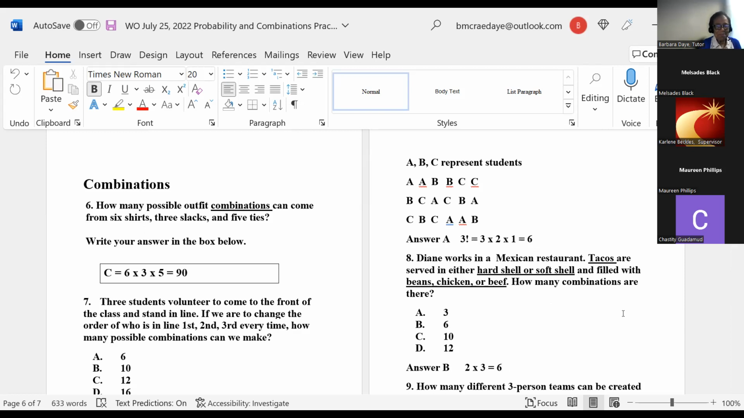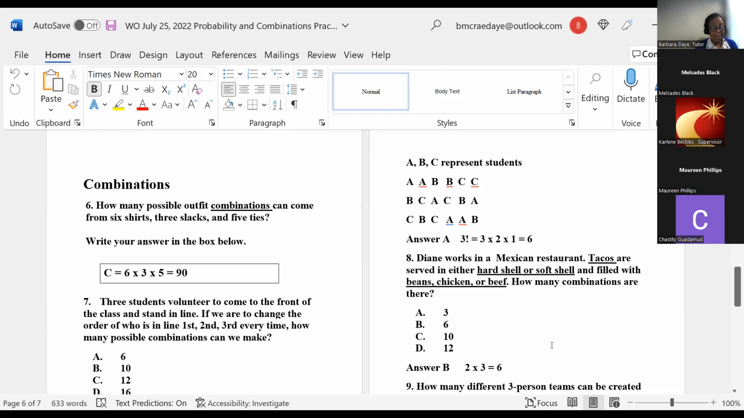Let's go back there, Miss. What did you say? Oh, you get the 3 again. 3 different types of filling: beans, chicken, and beef. 3 different types of filling, and 2 different shells. 2 kinds of tacos, and that's 2 again. That's 2 for the tacos, hard or soft. 3 kinds of filling: beans, chicken, or beef. That's 3. 2 times 3 is 6. Oh. Got it?